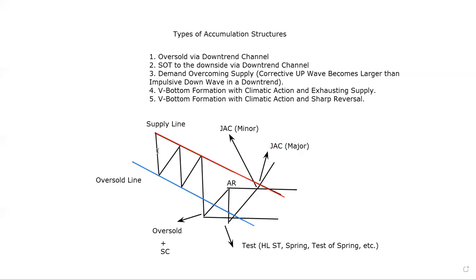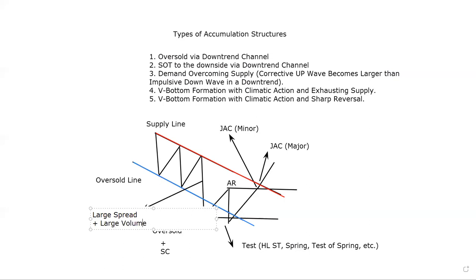This is known as oversold via downtrend channel. Now, this oversold and selling climax has some characteristics. This wave, which is the oversold wave, will have a few characteristics. What kind of characteristics does it have? Large spread and, tell me, plus huge volume.